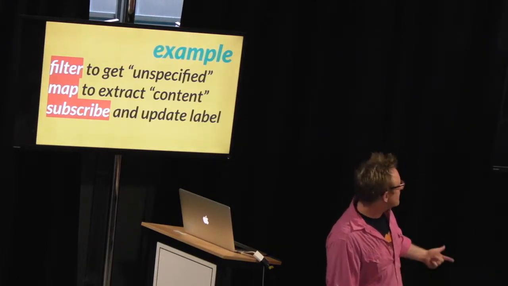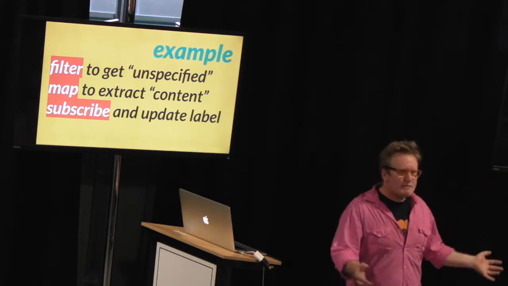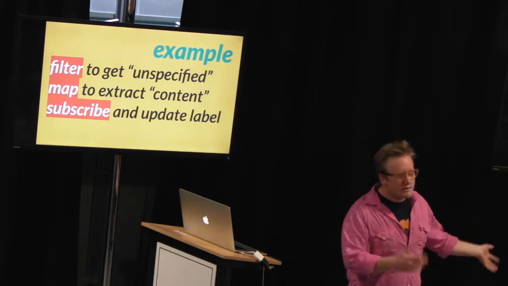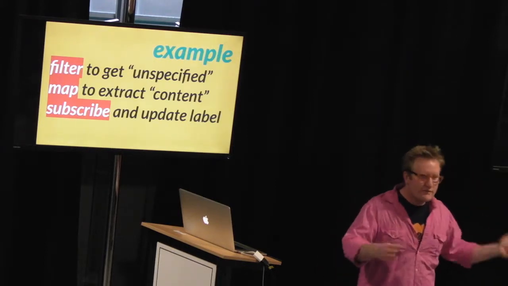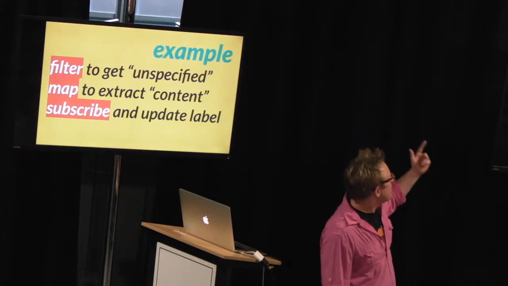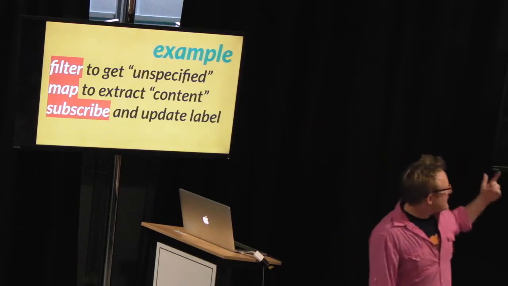So first of all, I want to filter it to get unspecified. Unspecified means page edit. It's not a new user event. It's not a special event. Unspecified means a page edit. I should have called it page edit. So I'm going to throw away anything that isn't labelled as unspecified. And I'm going to map it to extract the content.